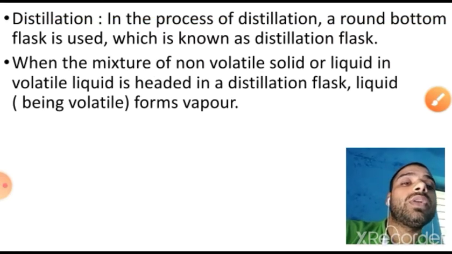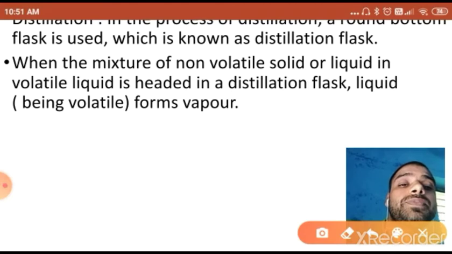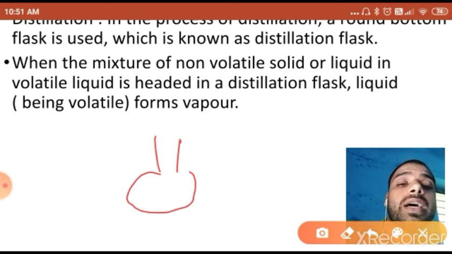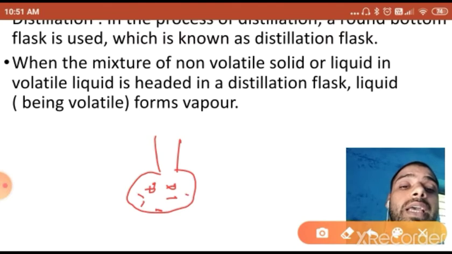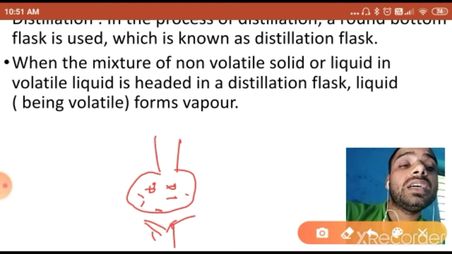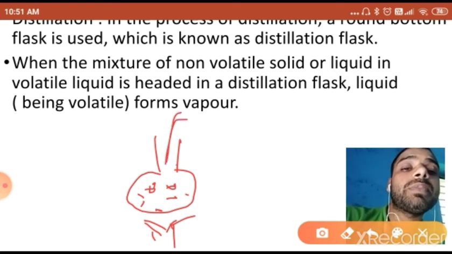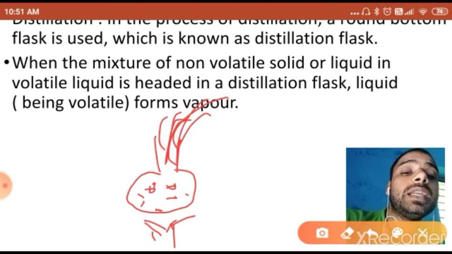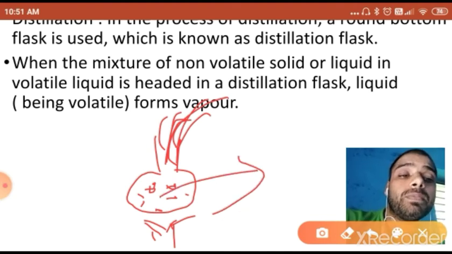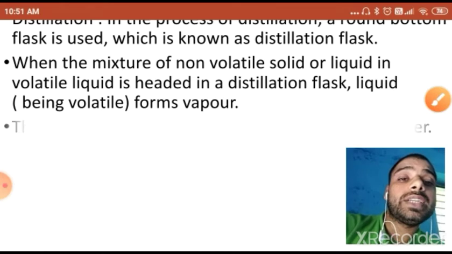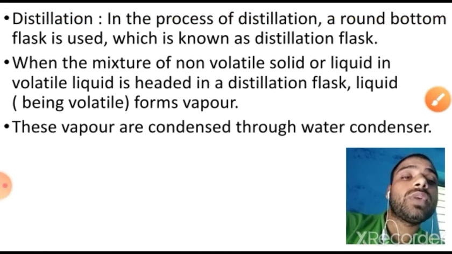When the mixture of a non-volatile solid or liquid in a volatile liquid is heated in the distillation flask, the liquid forms vapor. I will show you the picture later, but right now imagine I have a mixture of two liquids and I heat it. What will happen? The one with the lower boiling point will vaporize, leaving behind the liquid which has the higher boiling point. You have understood that. These vapors are condensed through a water condenser.